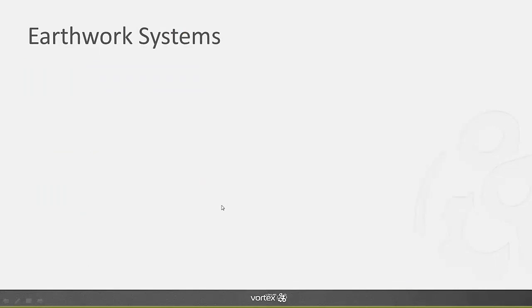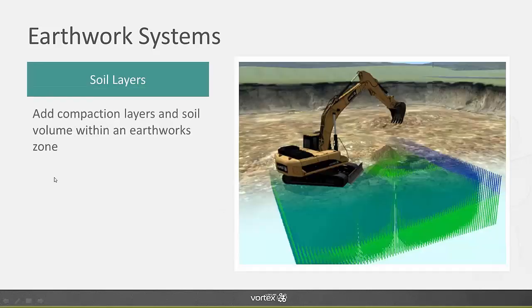On the Earthworks front, 6.6 is a fairly big release as well. We've added soil layers. Soil layers is a new tool that allows you to set different compaction layers and soil volumes within an earthwork zone. You could, for example, have a top layer that is more compacted and is harder to dig through, which would be followed by a softer layer underneath it that would be easier to dig through.